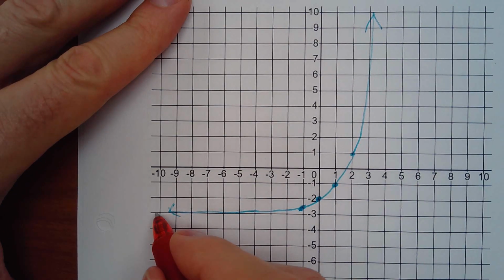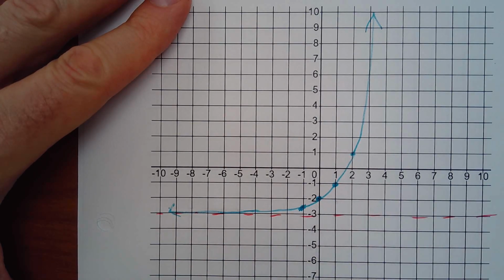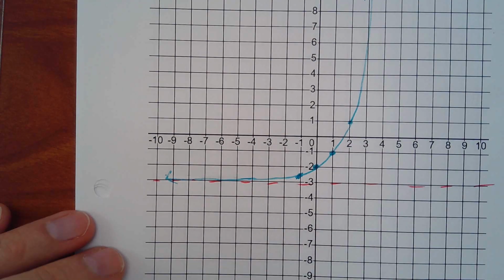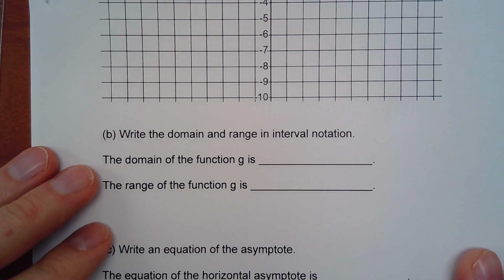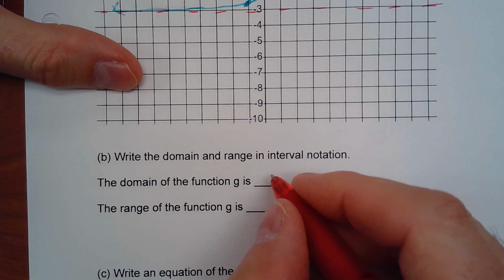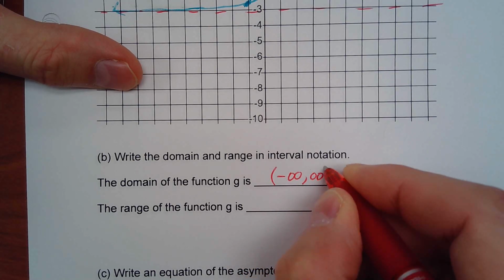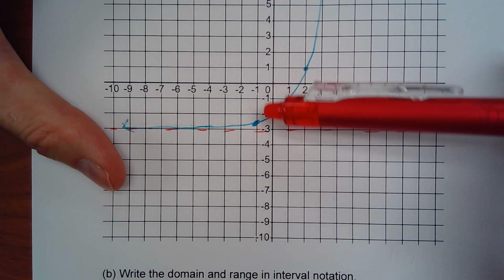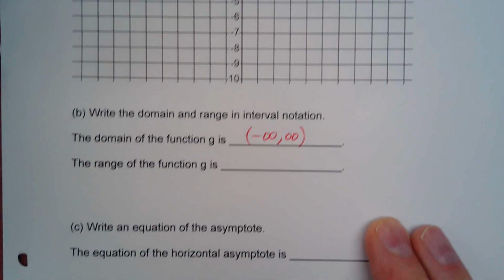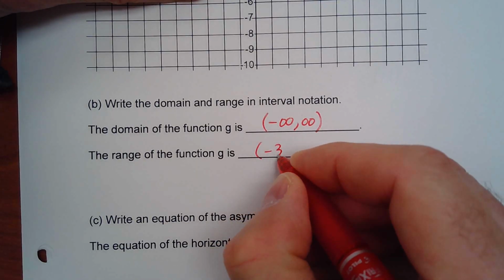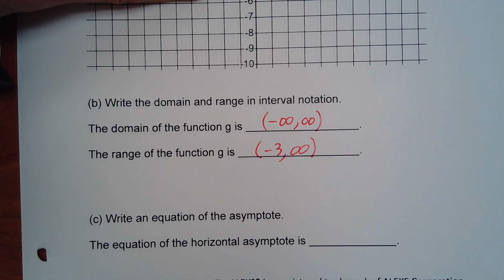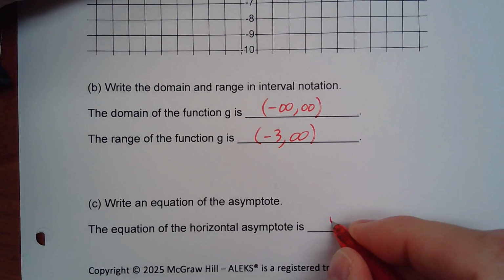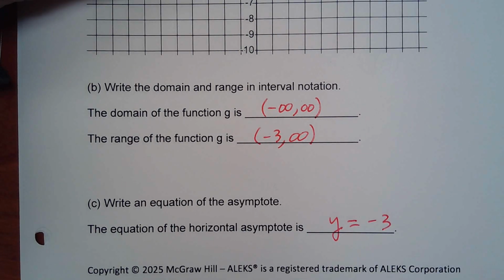So this means that my horizontal asymptote has also been shifted down 3 units. Now my domain for my function is still all real numbers, so that doesn't change. But my range has changed because it's been shifted down 3. It used to start at 0, now it starts right above negative 3. So it'd be negative 3 to infinity. And we mentioned that the horizontal asymptote shifted to y equals negative 3.